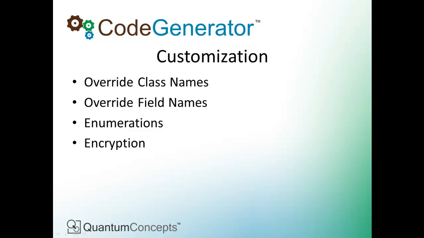Customization is helpful on teams where there's a separate database development team. A database designer might not always use the friendliest table names or column names when they're designing their schema. CodeGenerator allows the developer to override table names and column names. CodeGenerator also includes built-in support for generating a column as an enumeration. You can even configure specific columns to be encrypted, and you can handle the specific implementation of the encryption within your template.